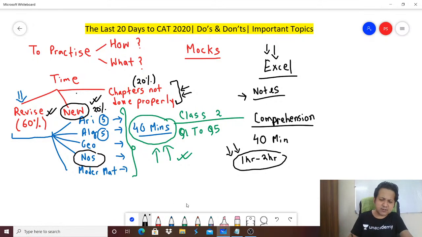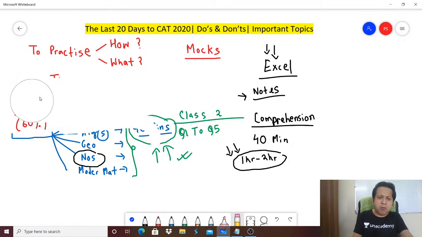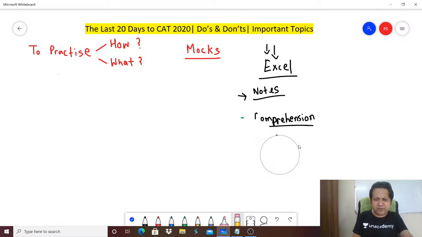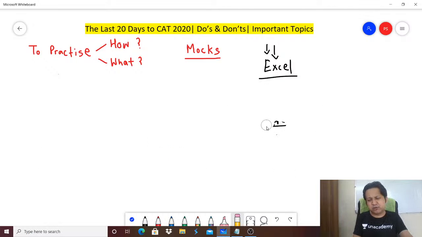Next thing at this point of your time is mocks. How many mocks should you give? Now at this point of time, maximum you can give another 3 or 4 mocks.